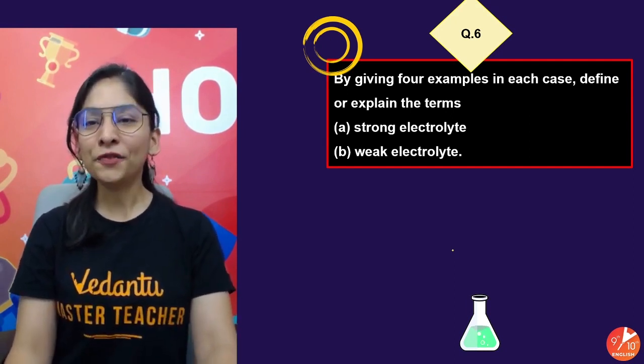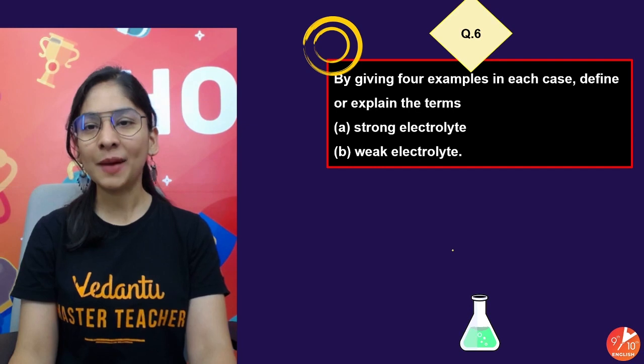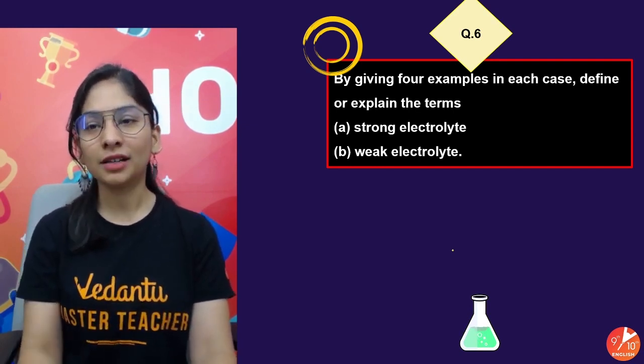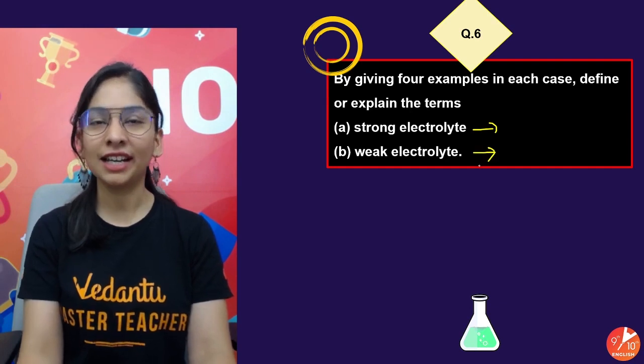Let's move to the next question. And the question is, by giving 4 examples in each case, define or explain the terms strong electrolyte and weak electrolyte.